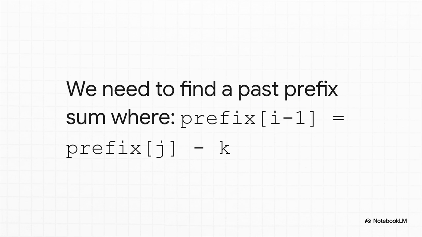So let's just peek at the algebra for a second. We want our subarray sum, right? Which we now know is prefix of j minus prefix of i minus 1. We want that to be equal to our target k. Now, if we just do a tiny little bit of high school algebra and rearrange things, we get this beautiful equation. The old prefix sum we're looking for equals our current prefix sum minus k. And that tells us exactly what we need to find.